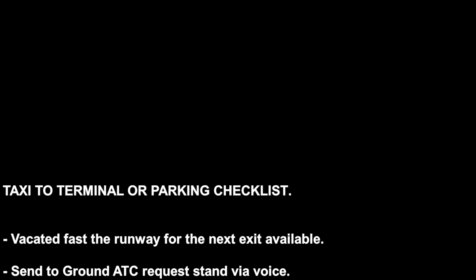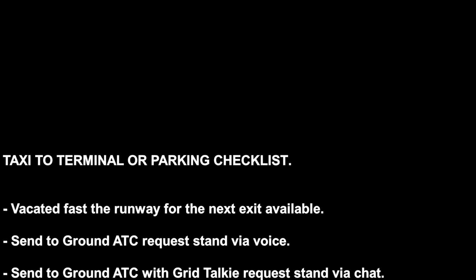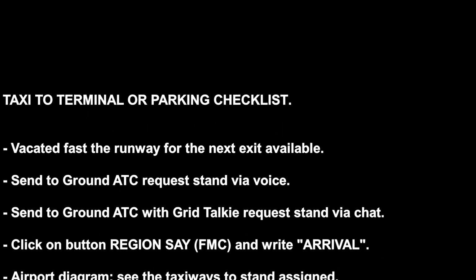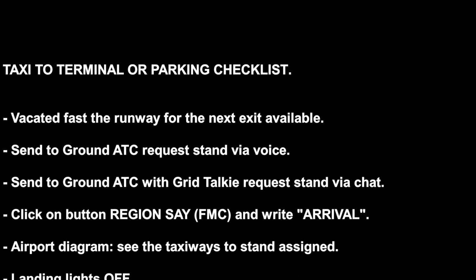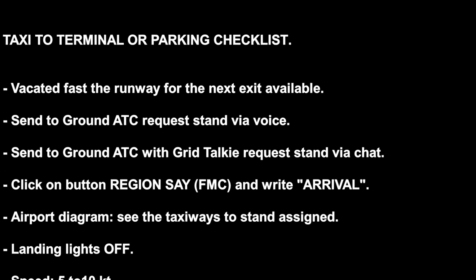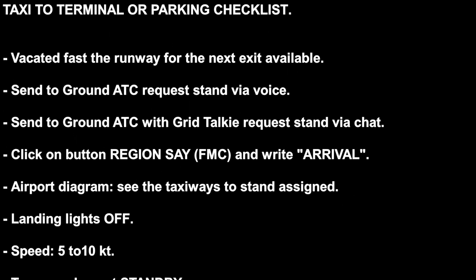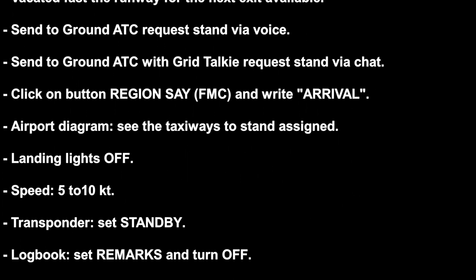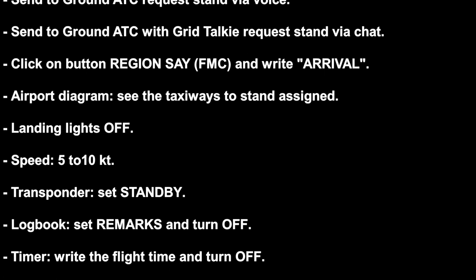Taxi to terminal or parking checklist. Vacate the runway fast at the next exit available. Send to ground ATC request stand via voice. Send to ground ATC with grid talkie request stand via chat. Click on button region say, FMC, and write arrival. Airport diagram, see the taxiways to stand assigned.